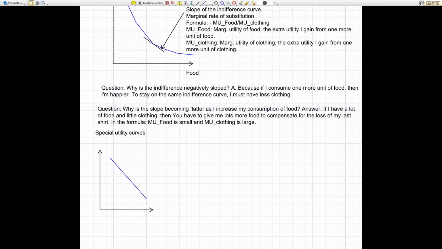Doesn't that refer to the same rate of change or something like that? Yes, exactly. However much I have of one or the other, the rate at which I'm willing to lose one and gain the other is always the same. So can you think of an example of some sort of good like that?